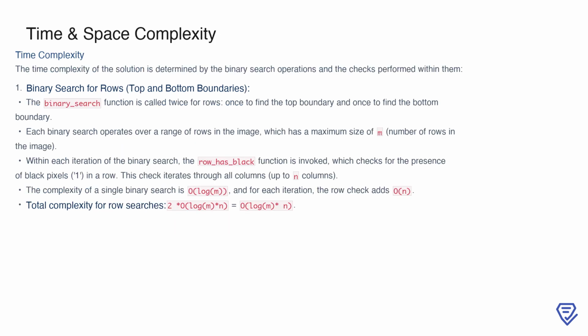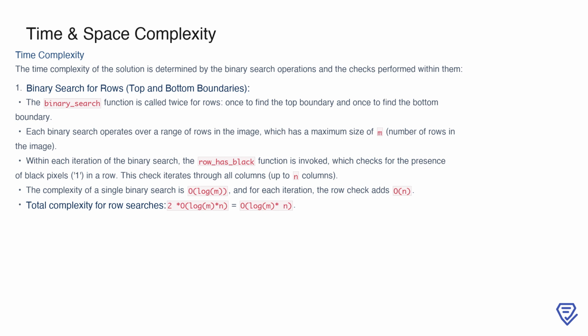To analyze the time complexity of this solution, we start with the binary search operations used to determine the row boundaries, specifically the top and bottom limits of the smallest rectangle enclosing the black pixels. The binary search function is invoked twice for the rows, and each search operates over a range of rows with a maximum size of m, where m is the total number of rows in the image. Within each iteration of the binary search, we call the row_has_black function, which scans all columns, up to n columns, to check for the presence of black pixels.